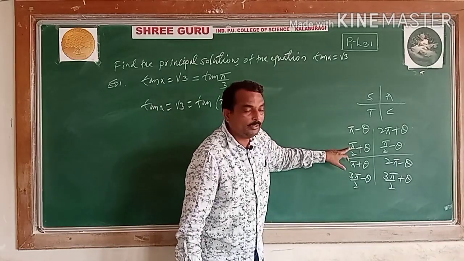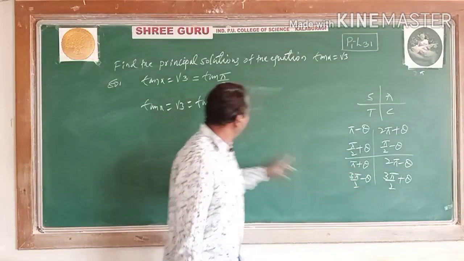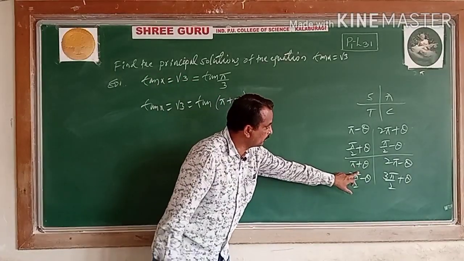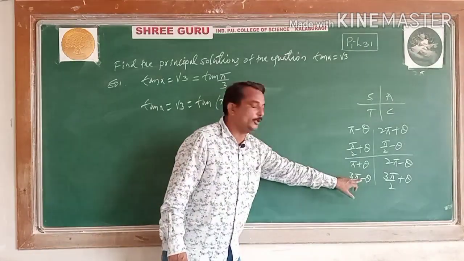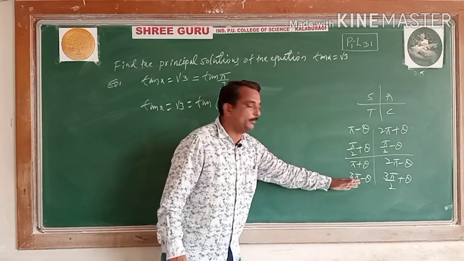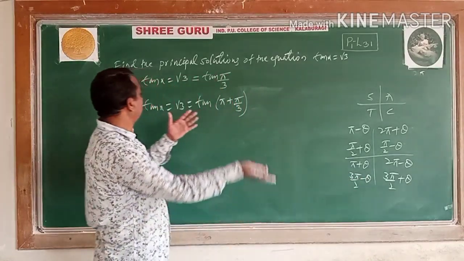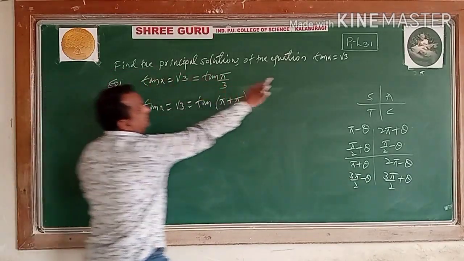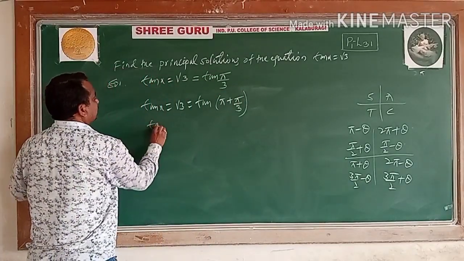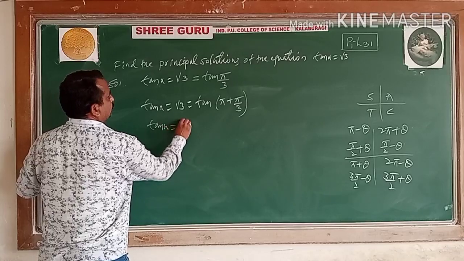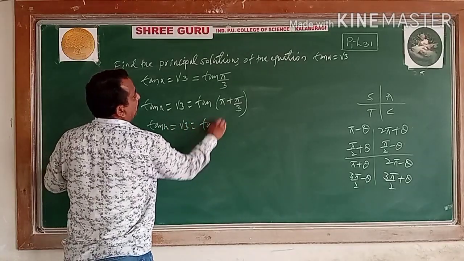Sir, there may be one in the second quadrant. I have taken pi plus theta for the third quadrant. According to this, third quadrant is 3 pi by 2 minus theta. If you take 3 pi by 2 minus theta, the function changes, tan becomes cot. But you are calculating the tan value, tan x equal to root 3. So therefore, this can be written as pi plus pi by 3.